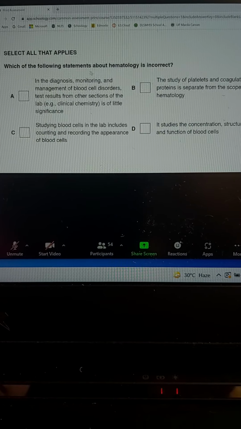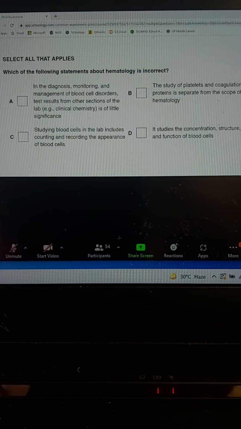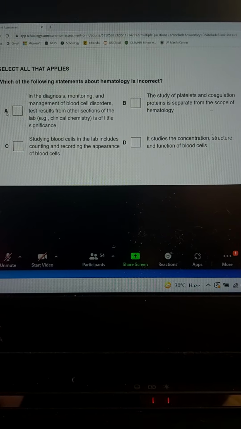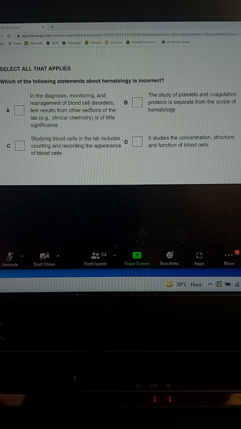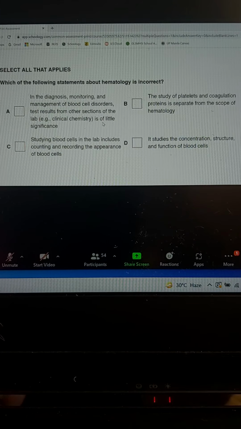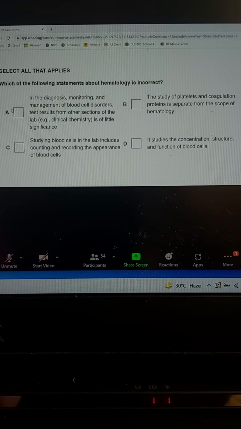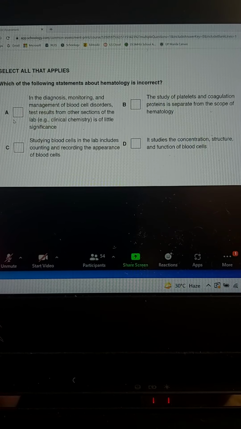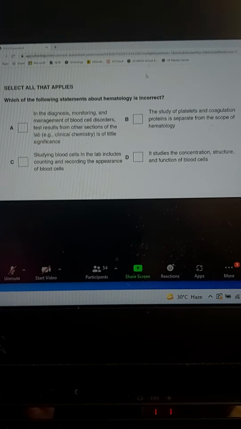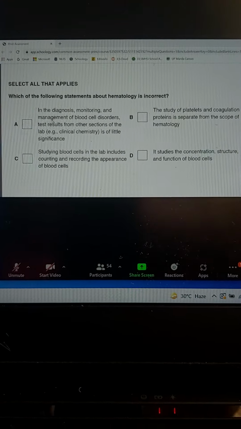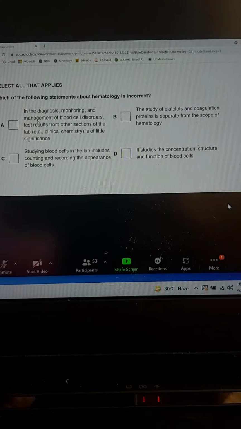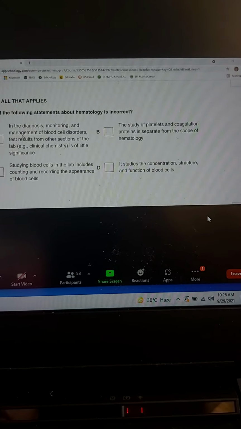So which of the following statements about hematology is incorrect? So anong tamang sagot, class? Is it letter A, in the diagnosis, monitoring, and management of blood cell disorders, test results from other sections of the lab is of little significance? So letter A is incorrect. Okay? Kasi di ba, yung mga other biochemical parameters could be of significant help din, no, in the diagnosis of different blood cell disorders such as leukemia and mga inherited RBC disorders.